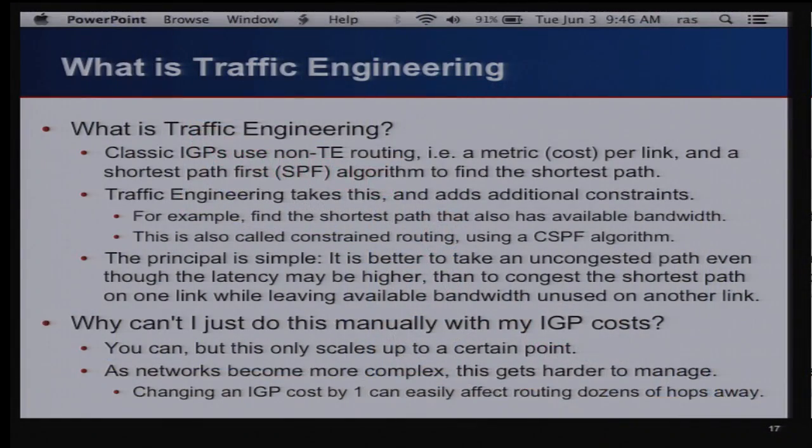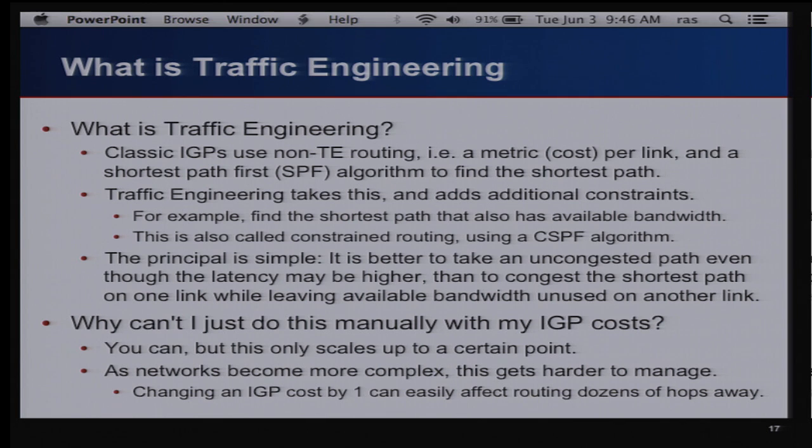And the principle in that's very simple. It's much better to deliver the packets a little bit slower than it is to not deliver the packets. So we're looking for the best path with available bandwidth. Basically, just a way to manage complexity in a very large network. And you say, why can't I do this with my IGP costs? Well, you can to a certain point, but as you build a bigger and more complex network, it gets really difficult to manage the implications.